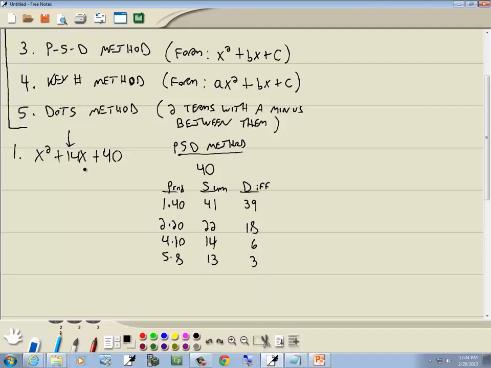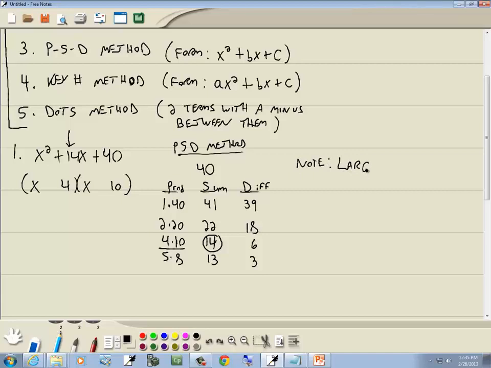Now the number we're looking for is the number in our middle term, which is 14, which is right here, which means we're going to use 4 and 10. Now we've got a note that goes along with the PST method.